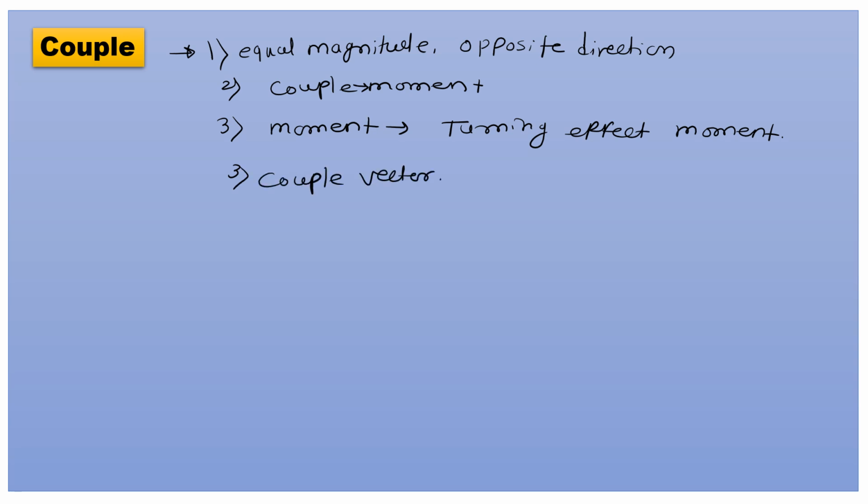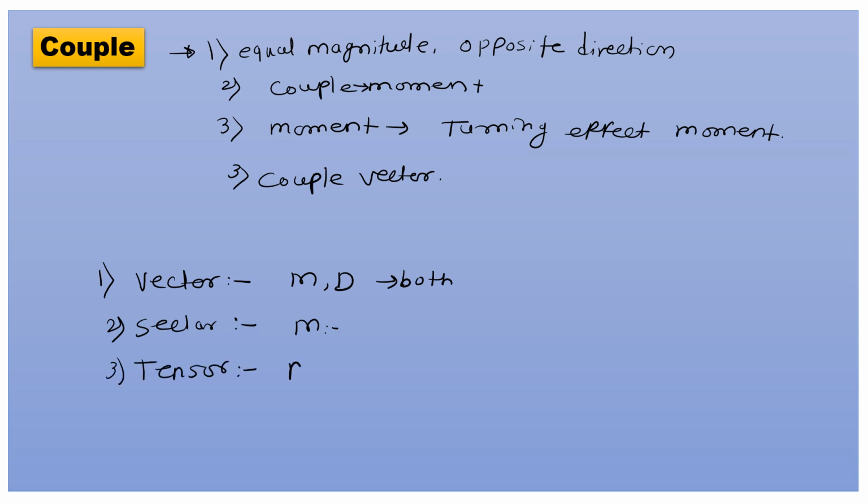So in short, what is a vector? A vector is a quantity which has both magnitude and direction. Second, scalar quantities have only magnitude, no direction. Then third is the tensor quantity. In a tensor, magnitude is there but there are two directions. Examples of tensors are stress and strain. So this is how the couple works.